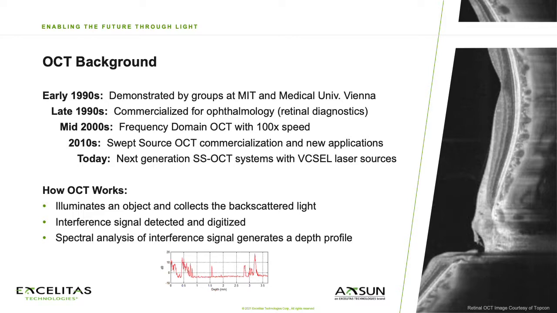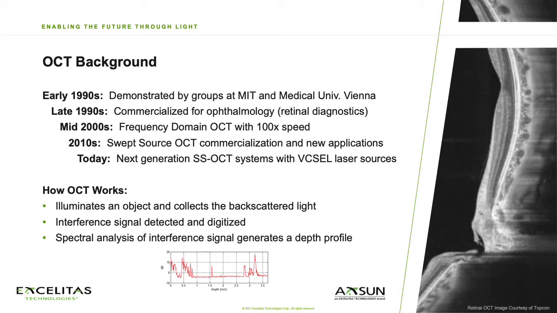In the early to mid-2000s, an alternative system architecture called frequency domain OCT came about by advances in line scan CCD arrays and in rapidly tuned or swept laser sources used in SS-OCT, or swept source OCT. This resulted in about a 100 to 1,000-fold increase in imaging speed without any major trade-offs, and OCT became a technology capable of rapidly scanning three-dimensional volumes.